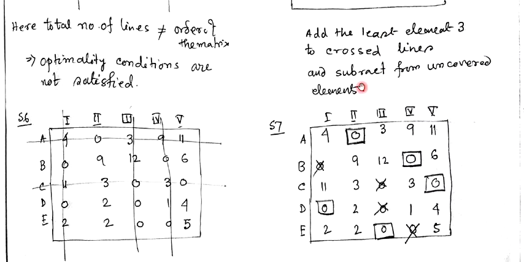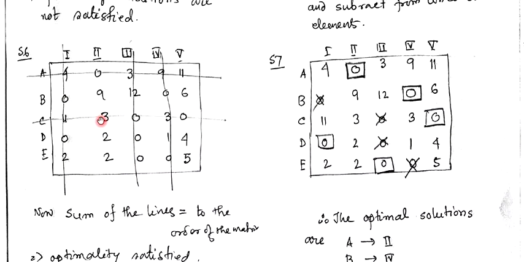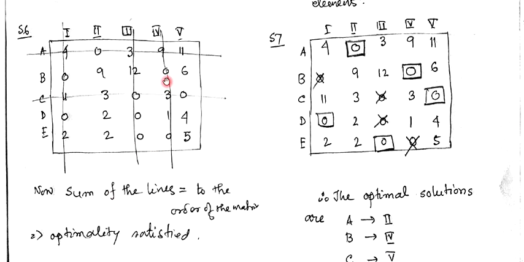In this resulting matrix, again we draw the minimum number of horizontal and vertical lines to cover all the zeros. And now the number of lines equals 5 and the order of the matrix is 5, therefore optimality has been satisfied. Then we have to make the minimum assignment in this matrix.